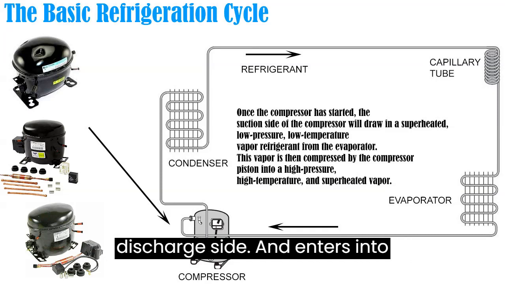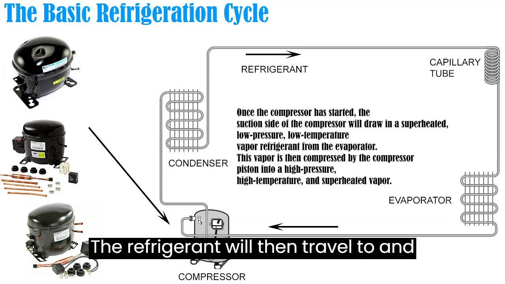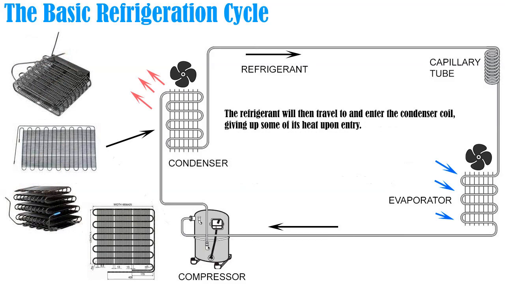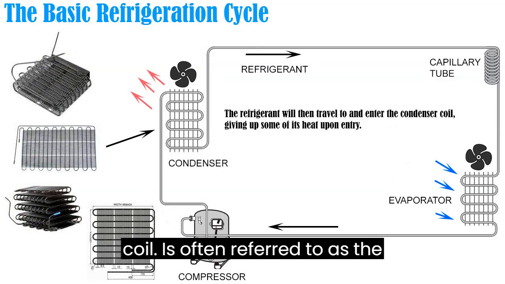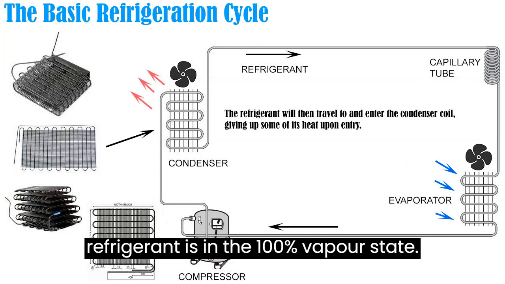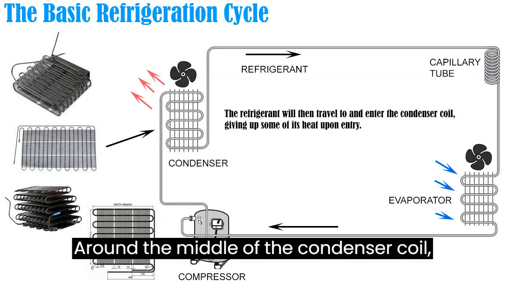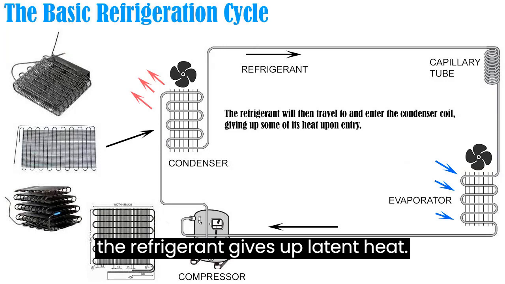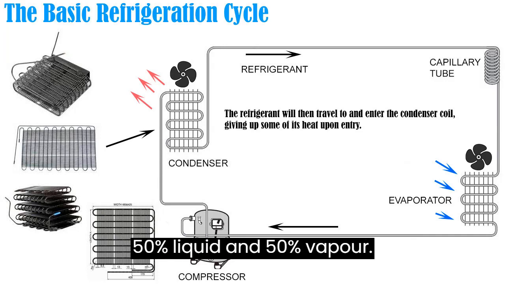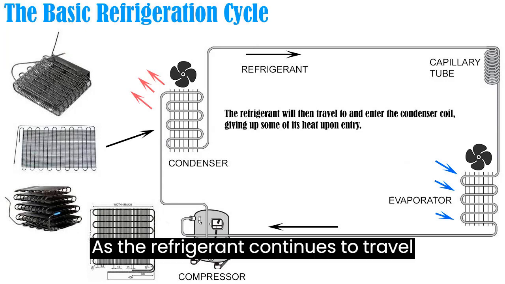When the refrigerant exits from the compressor discharge side and enters into the discharge line, it is a high-pressure, superheated vapor. The refrigerant will then travel to and enter the condenser coil, giving up some of its heat upon entry. The beginning portion of the condenser coil is often referred to as the desuperheating section, and the refrigerant is in the 100% vapor state. Around the middle of the condenser coil, the refrigerant gives up latent heat and begins to condense. At this point, the refrigerant state is 50% liquid and 50% vapor.